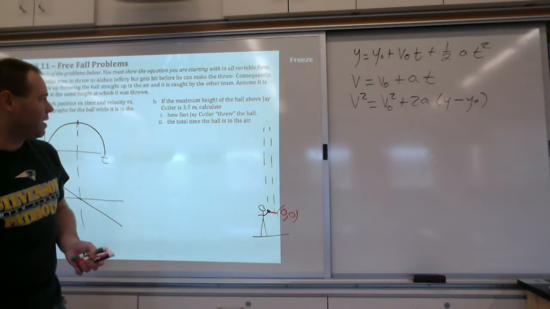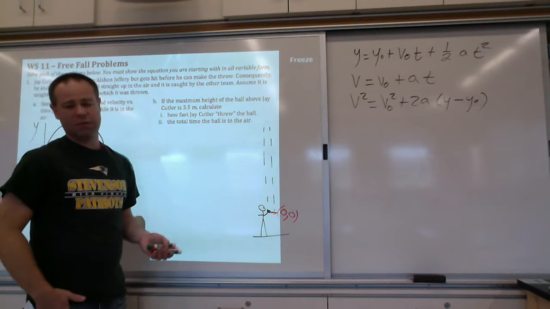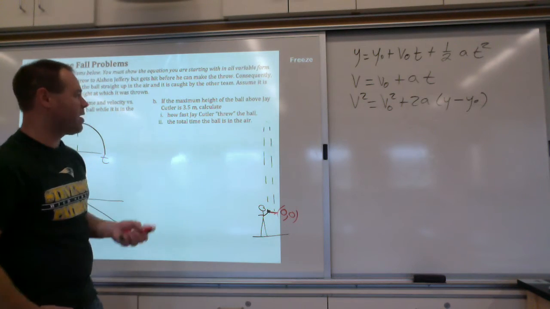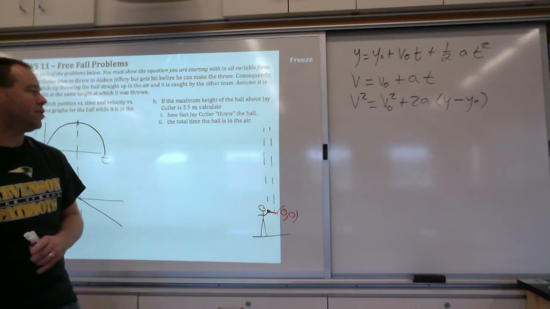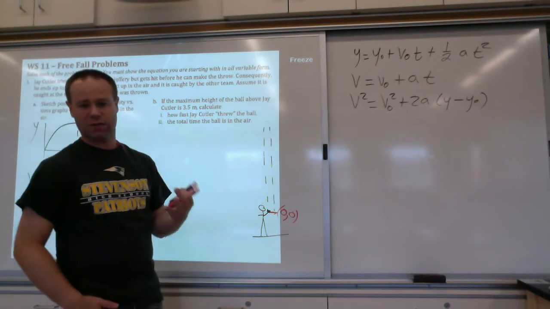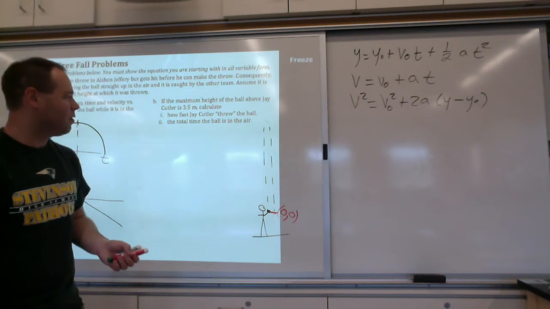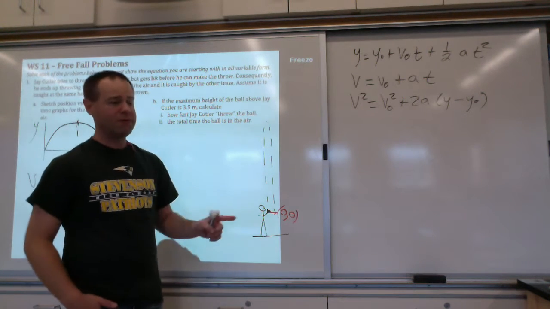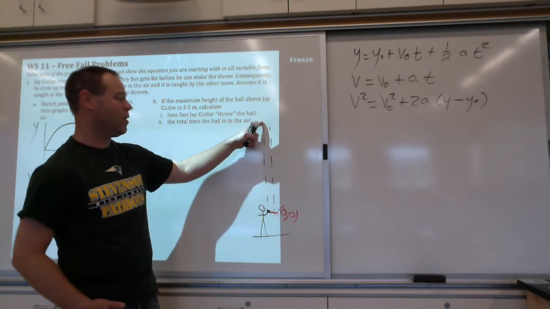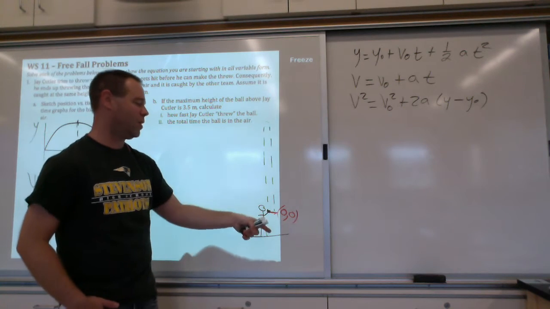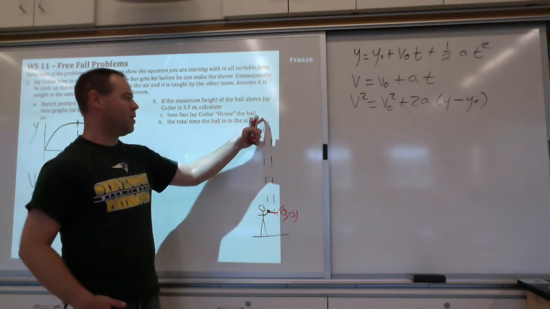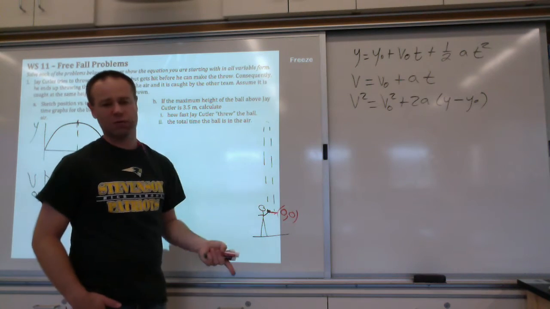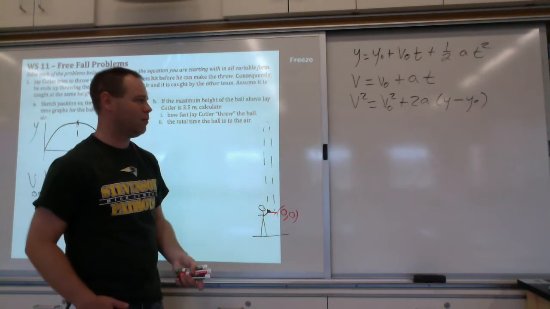Now, it then goes on to ask us to find some values. If the maximum height of the ball above Jay Cutler is 3.5 meters, calculate how fast Jay Cutler threw the ball, that means the initial velocity from his hand, and the total time the ball is in the air. Be careful, that's not just asking for the time to the apex, that's asking for the time to the apex and back down. But we know that there's symmetry there. So the time to the apex, if we double that, that would be the total time, because the time up is equal to the time down.